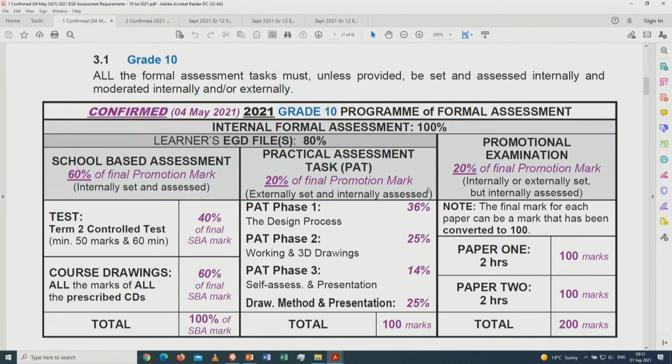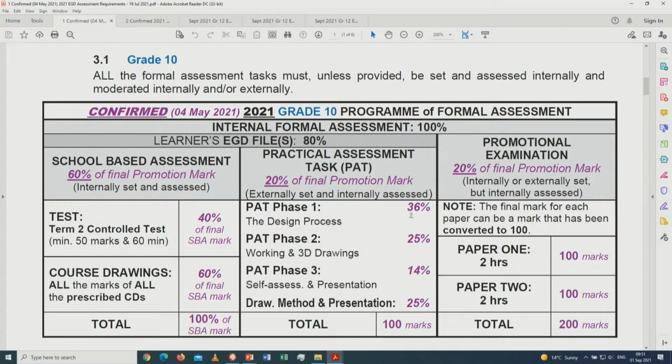If we go further downwards, this is now grade 10. I'm not going to go into too much detail, but this is your promotional mark, and it comes from all this, PAT phase 1, 2, 3 and 4, 100 marks, and then the test is 40%, the course drawings are 60%, total 100, and 100 and 200 over here for paper 1 and paper 2. That will give the learner 400 marks at the end of the year.